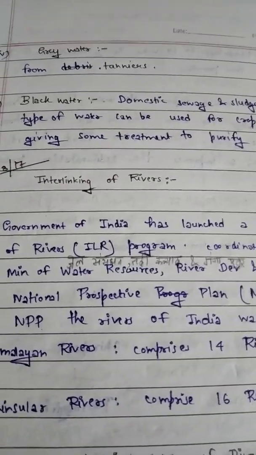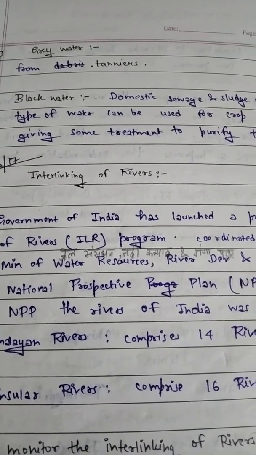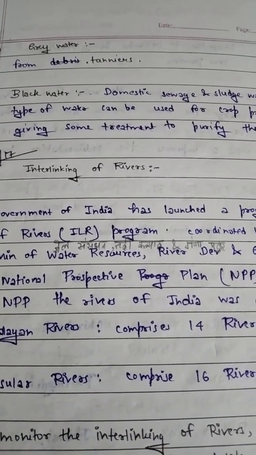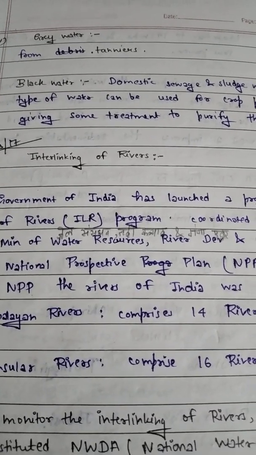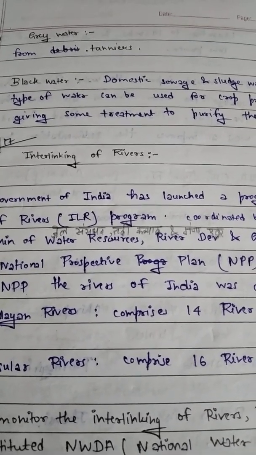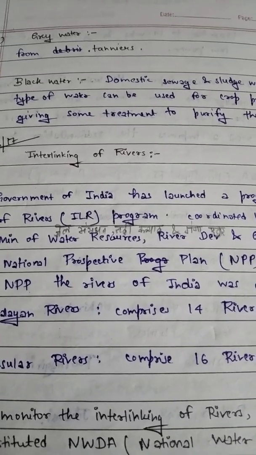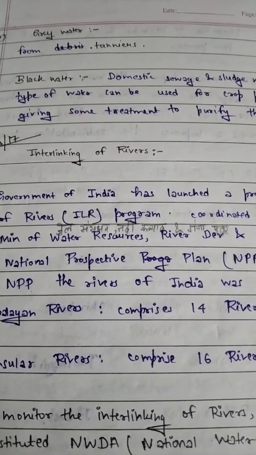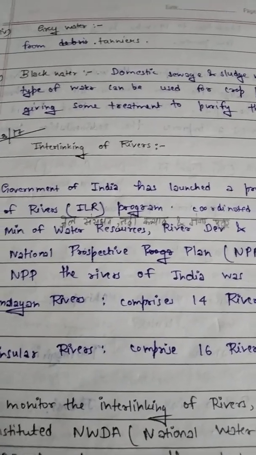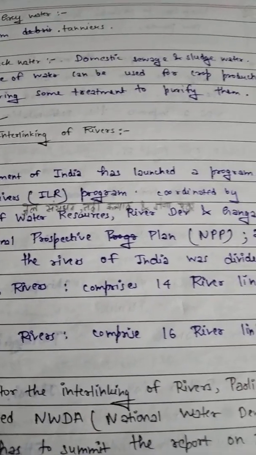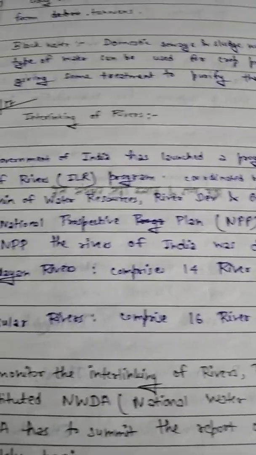And student, grey water is discharged from tanneries. And student, please also remember that these tanneries are also a source of hexavalent chromium. Please remember that hexavalent chromium is produced by tanneries and electroplating industries. And student, black water, domestic sewage and sludge water, is called black water.